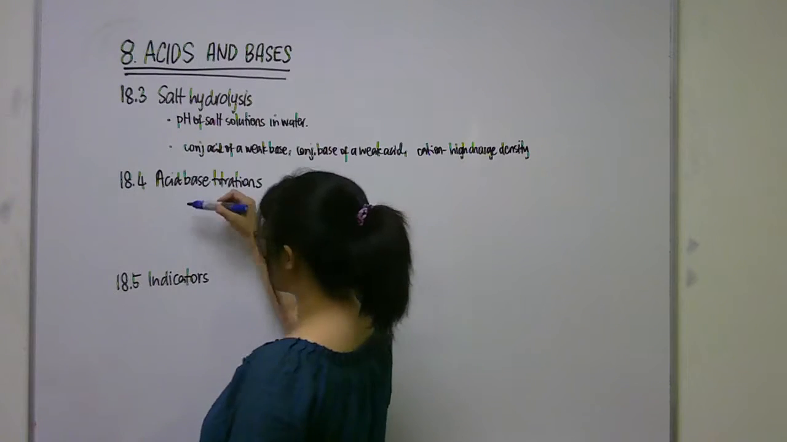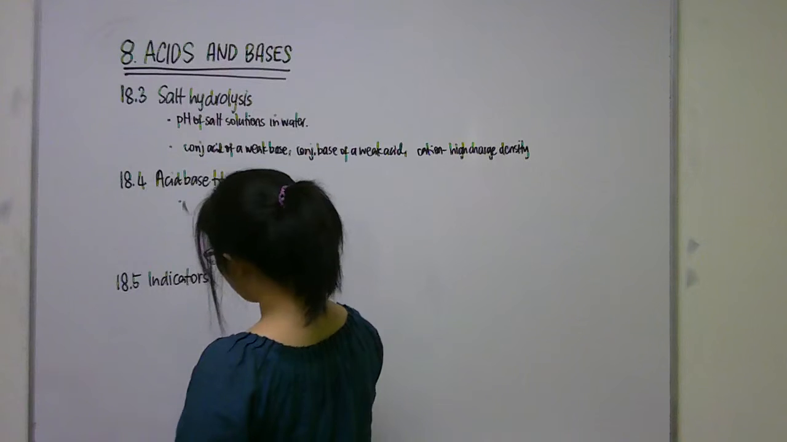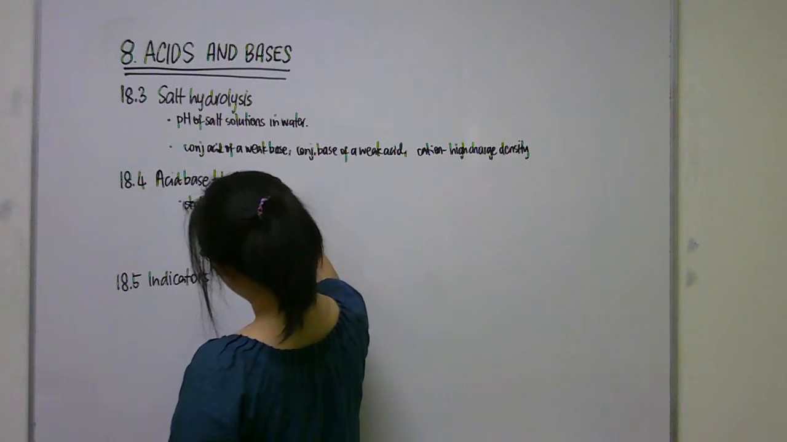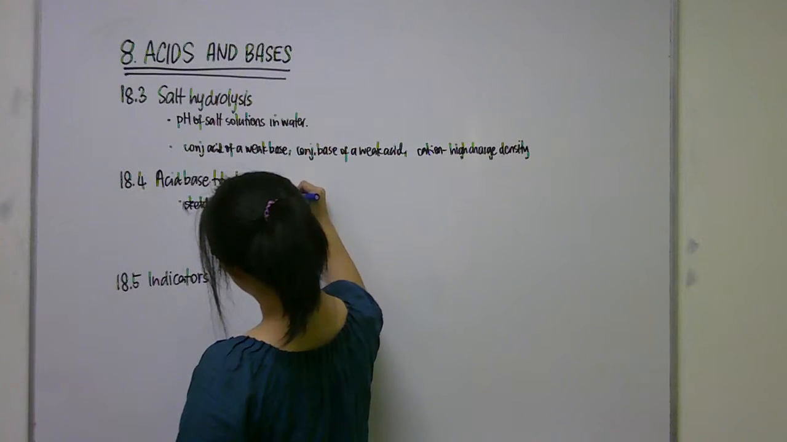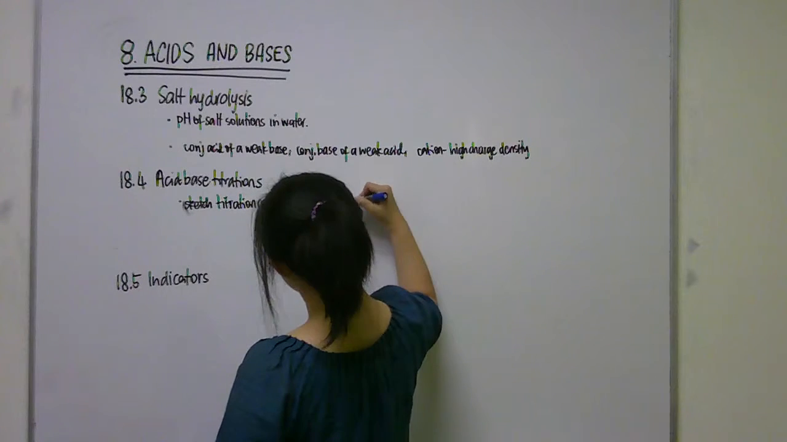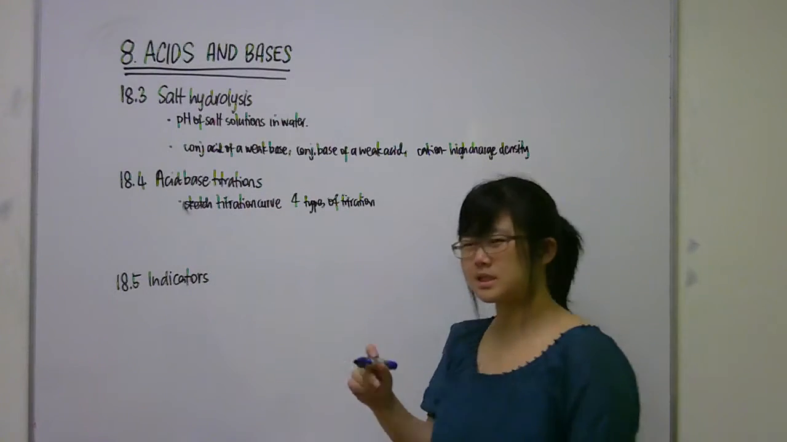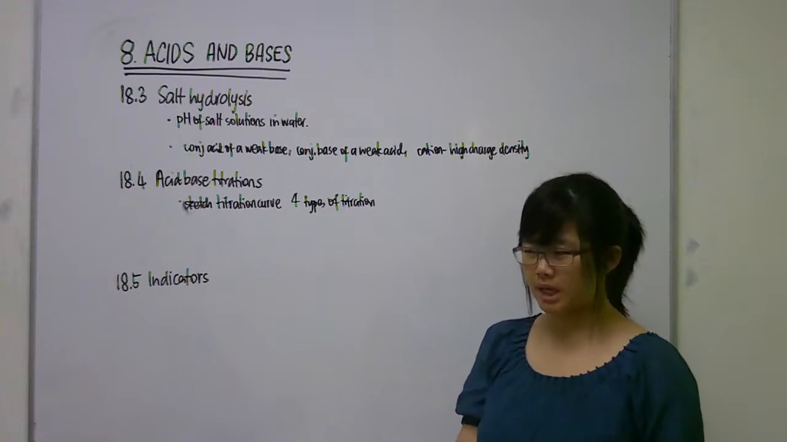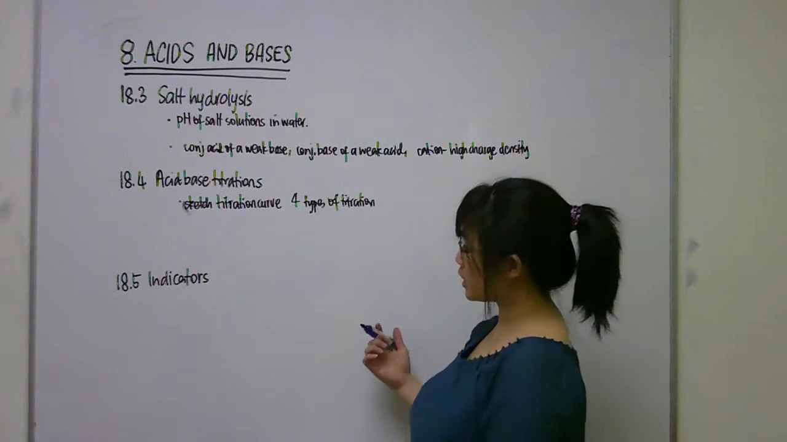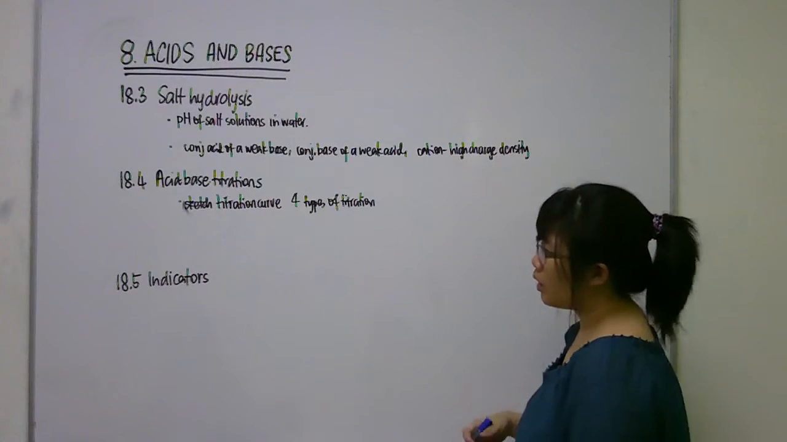In acid-base titration, you need to be able to sketch the titration curves of the 4 types of titration. These 4 types are strong acid-strong base, weak acid-strong base, and strong acid-weak base, and so on. In the titration curve, you need to show a few features.